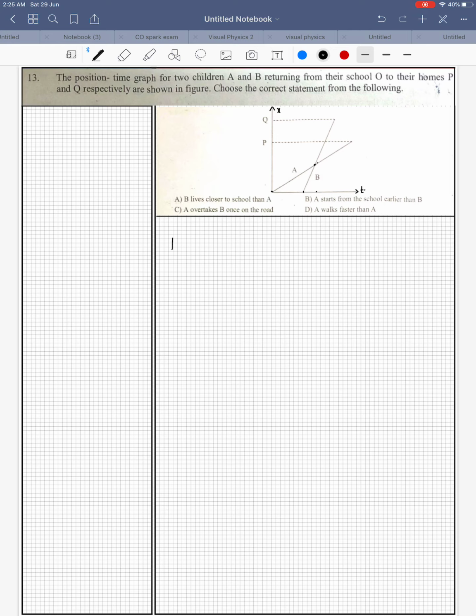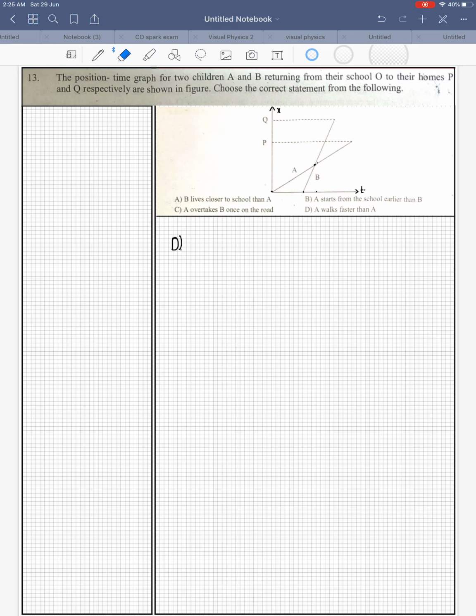Let me go for option D, whether it's correct or not, because it talks about who walks faster. Maybe the question is printed wrongly. This should be B, I guess. So B walks faster than A, or maybe A walks faster than B.